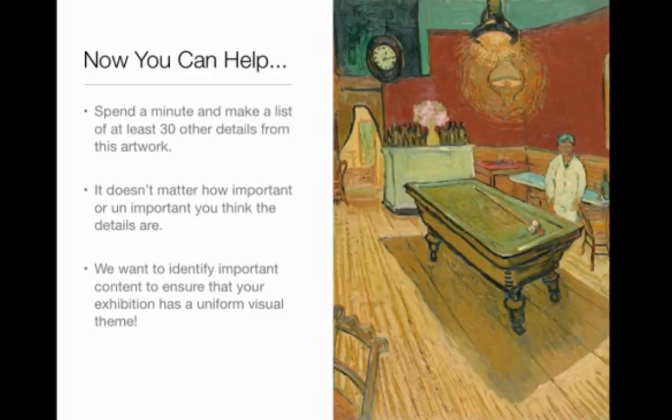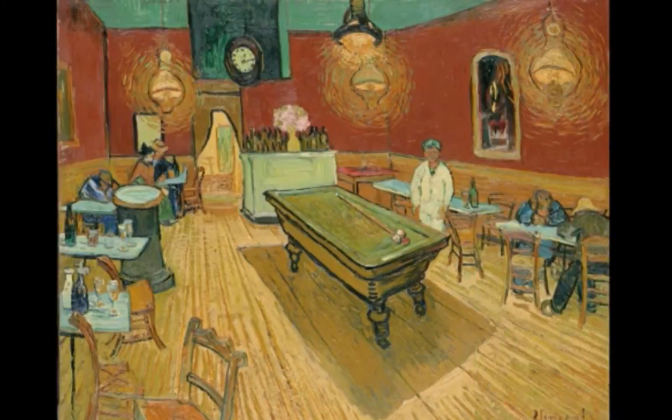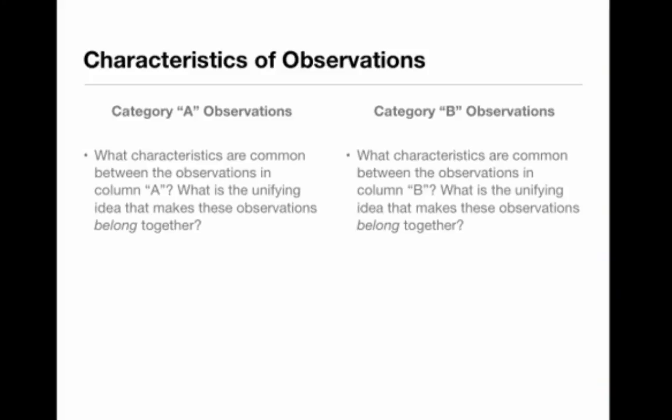Okay. So I'm going to switch to the next slide. It's going to be an image of the artwork, and take a minute to pause the video and organize whether your observations are category A or category B. Okay, so now that you've organized your own personal list, what we need to do then is think about what are the differences between column A and column B. What's the unifying idea that makes column A observations belong together? What are the qualities of observations in column B that make those observations belong together?